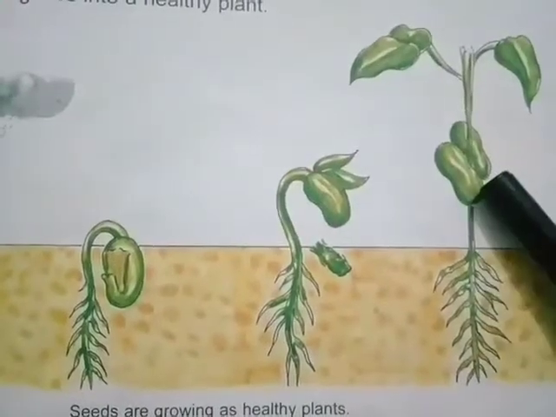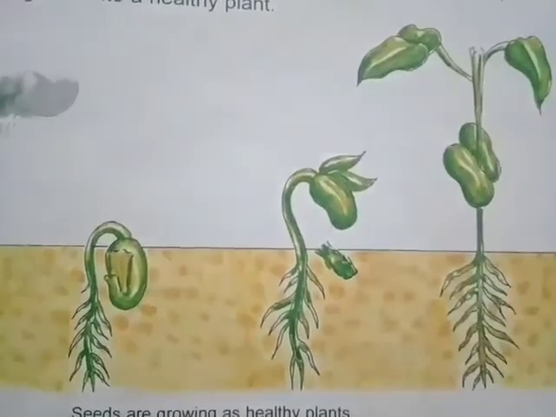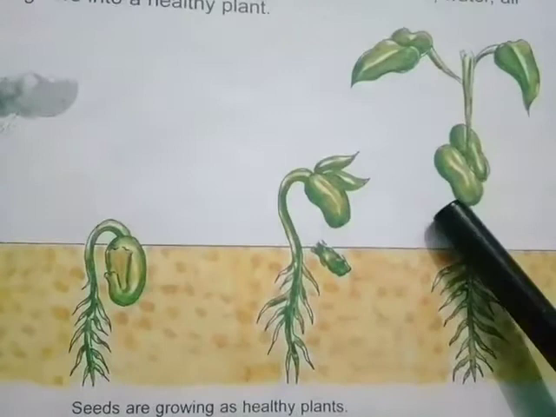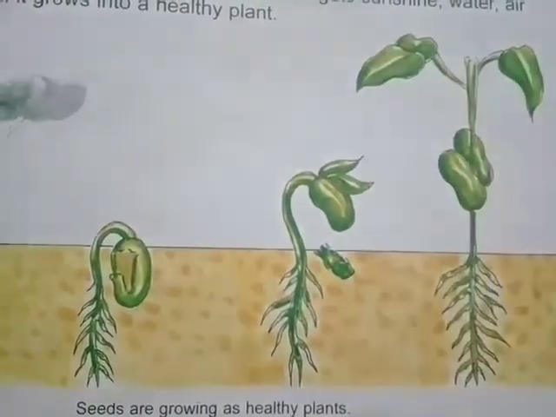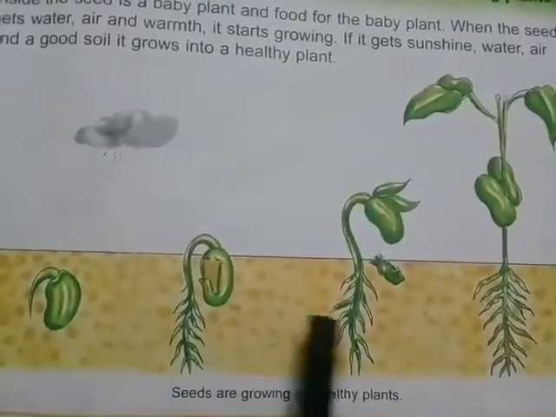Soon the young plant grows into an adult plant. Adult plants start producing flowers, flowers produce seeds. Then the same cycle repeats.